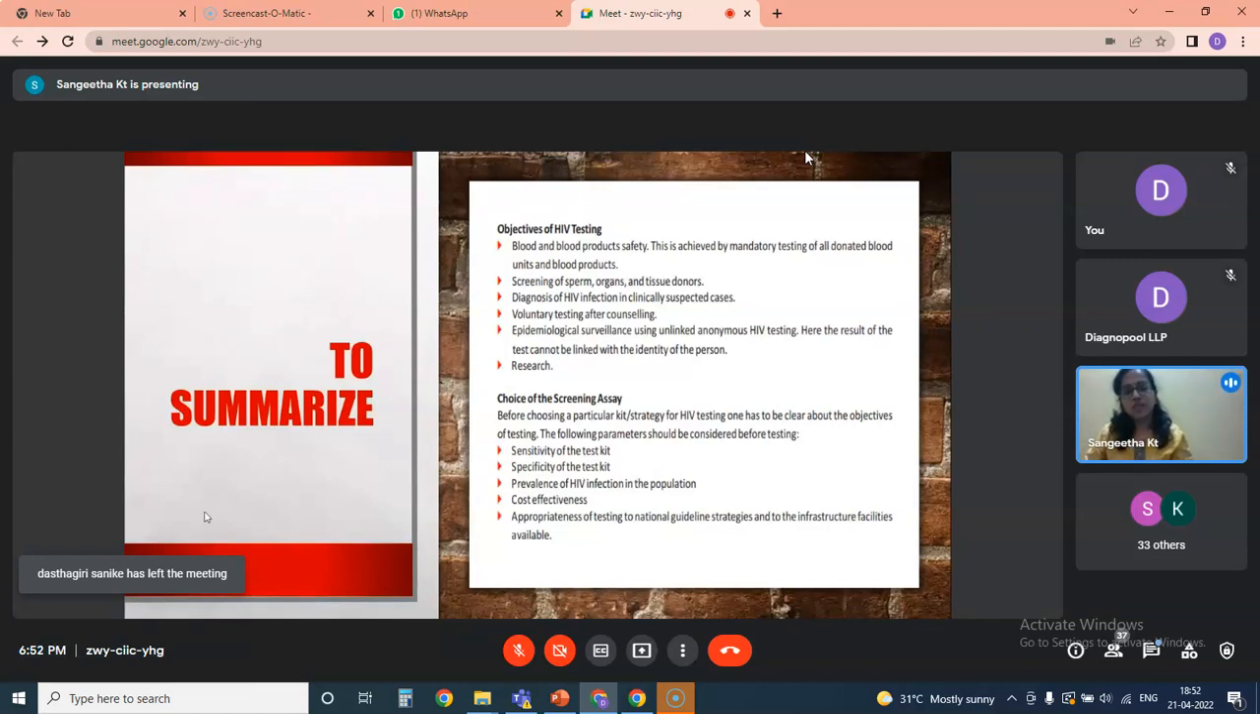You should abide by the national guidelines, that is the NACO, and you need to have the particular infrastructure facilities which are available. And also, do not forget the quality assurance which you need to maintain in your lab. You need to regularly monitor your internal QCs. You need to do even ILCs and ICRAs to maintain the quality in your lab regarding the HIV testing practices.